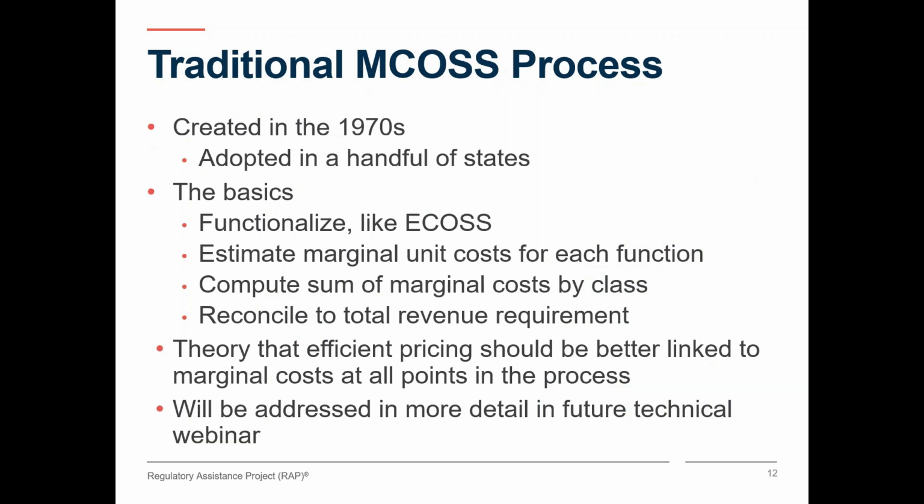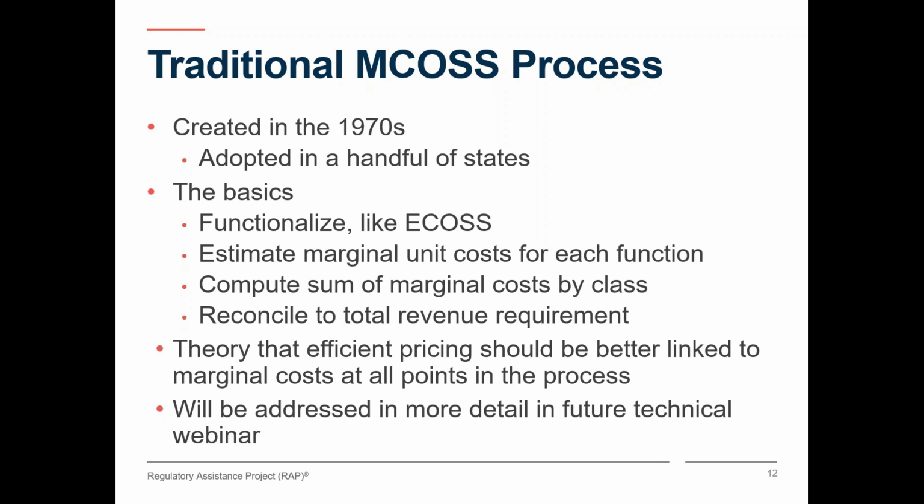Marginal cost analysis emerged in the late 1970s, when new resources were much more expensive than existing resources to make the rate process more forward-looking. The steps for a marginal cost study differ from those of an embedded study.